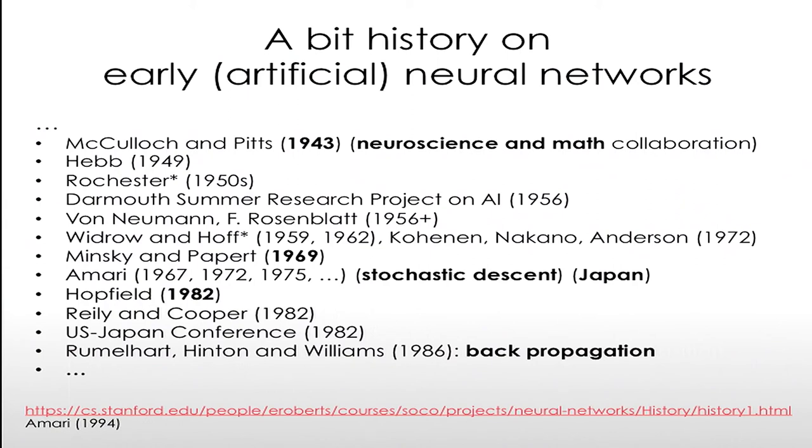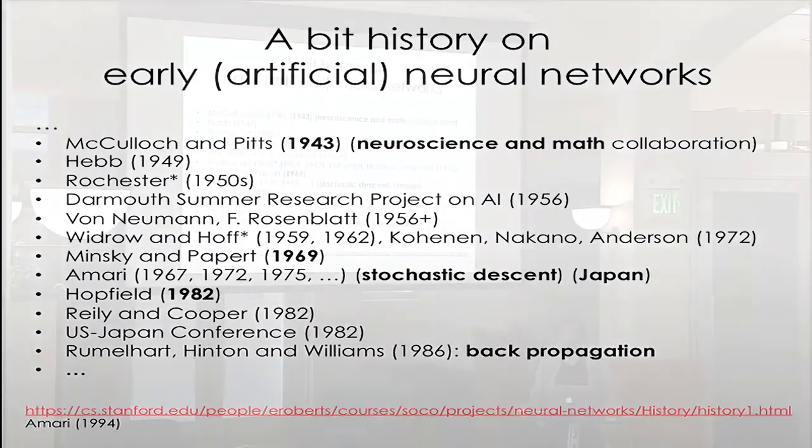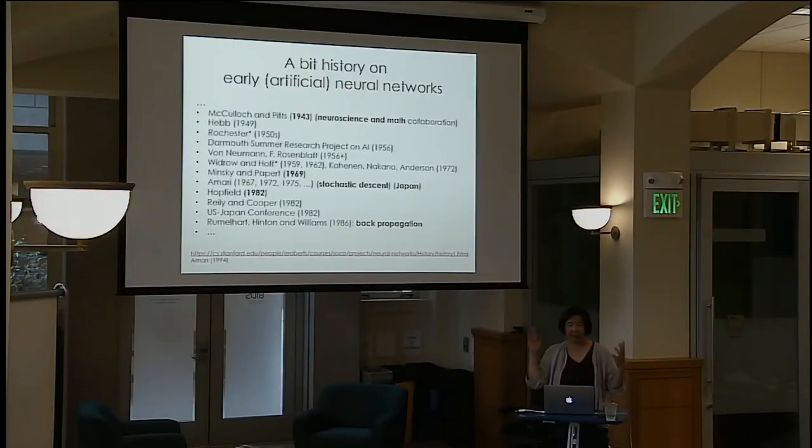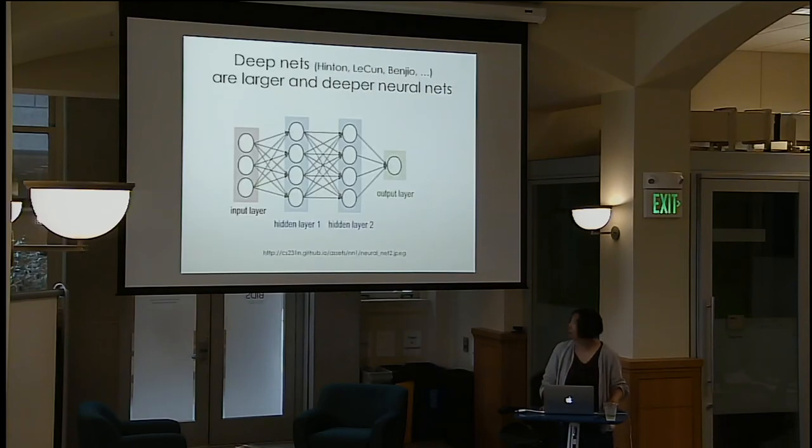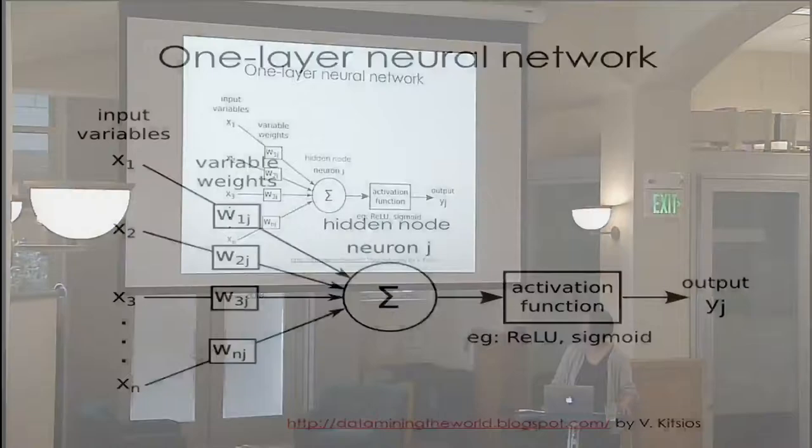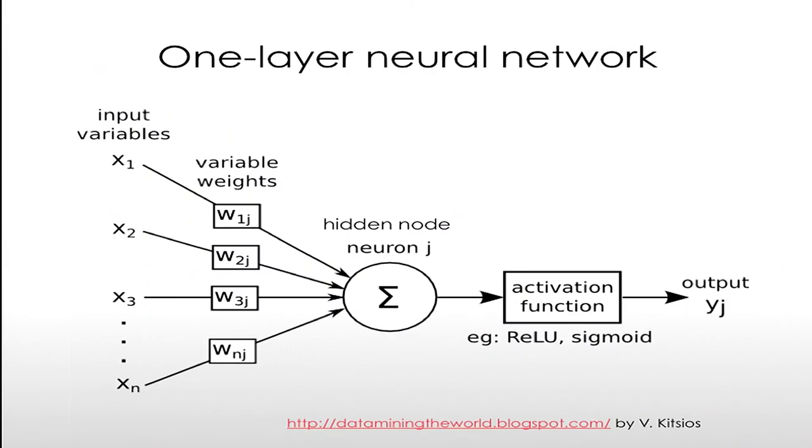So there was a lot of work. For example, in Amari's work in the 60s and 70s, he already talked about saddle points, and a lot of things we are now coming back to were already there. And for people who don't know deep learning, it's actually quite a simple structure. You take one of the hidden nodes, you have linear weights, you have a summation, and you have an activation function, I'll show you.